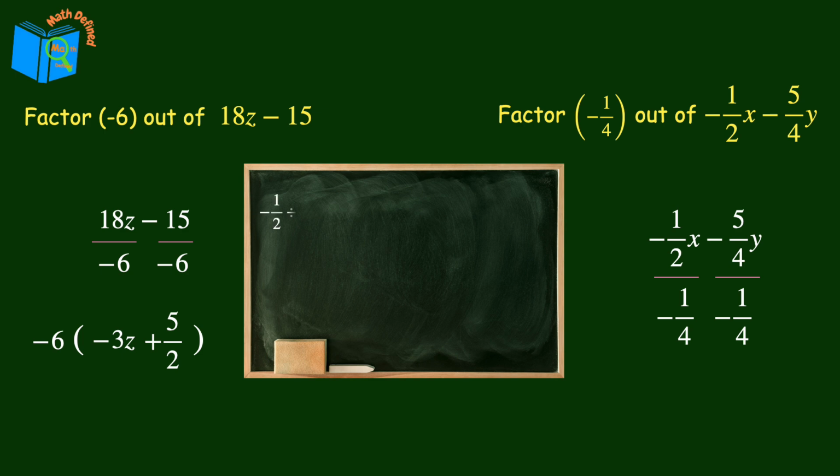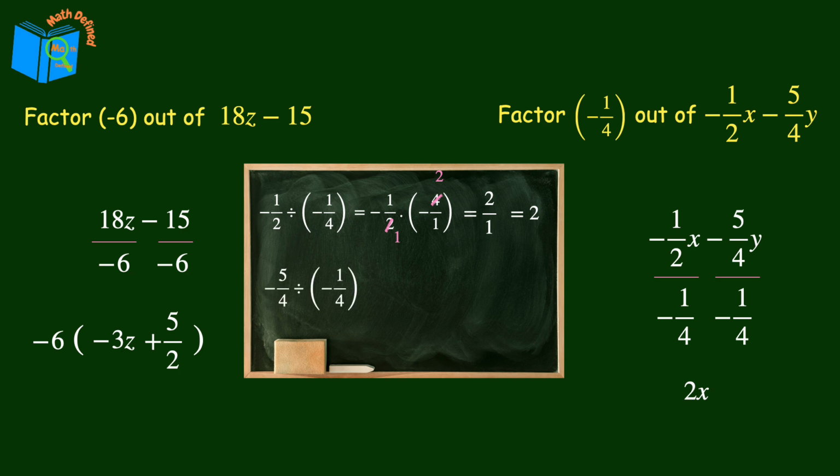We'll start with negative 1/2 divided by negative 1/4. In order to divide this pair of fractions, we need to multiply by the reciprocal. Next, I see that I can cancel the 2 and the 4 because they share a common factor of 2. 2 divided by 2 is 1, and 4 divided by 2 is 2. Now we will multiply the numerators. Negative 1 times negative 2 is positive 2, and then the denominators, 1 times 1 is 1. And we'll simplify 2 over 1 to just 2. So negative 1/2 x divided by negative 1/4 is positive 2x.